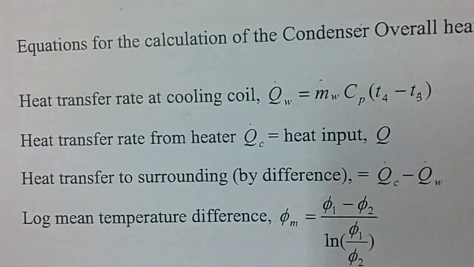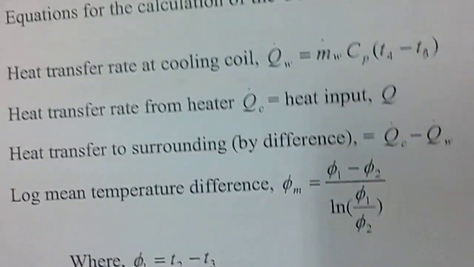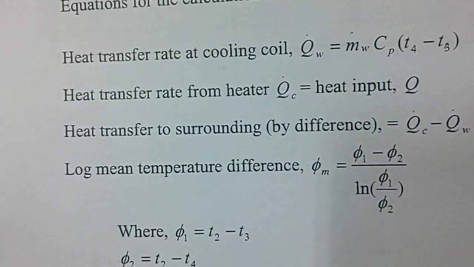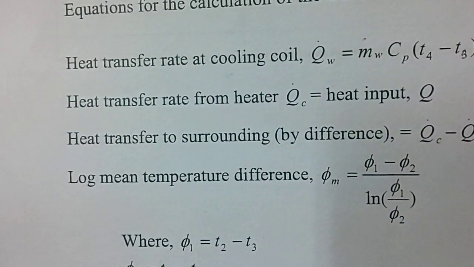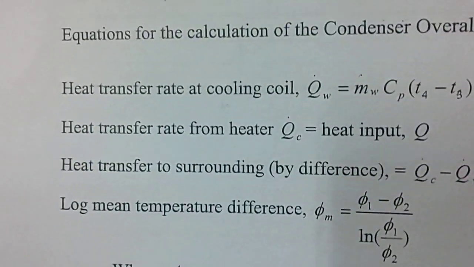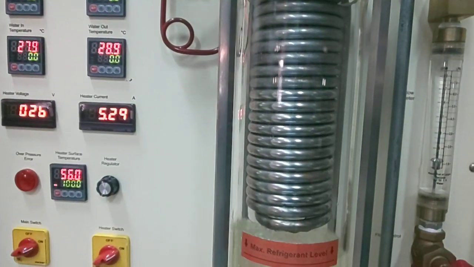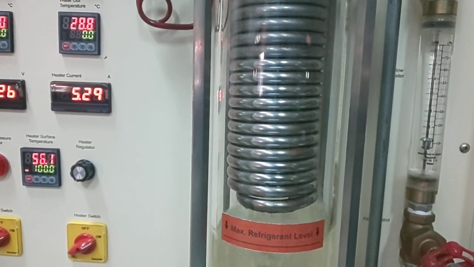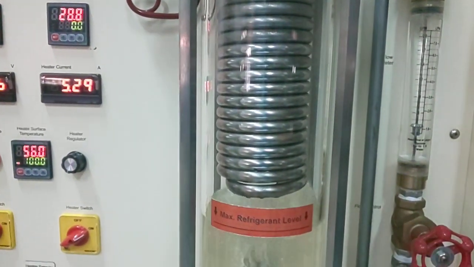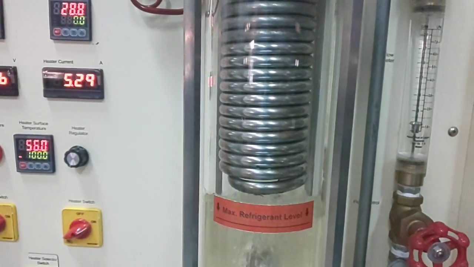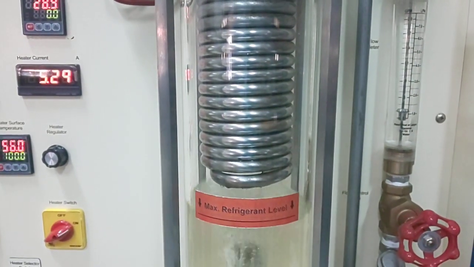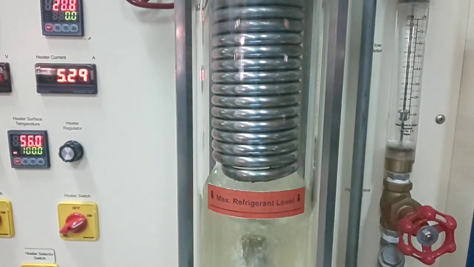We won't be concerned with this heat, but one thing, that is the log mean temperature difference. Why are we calculating the log mean temperature difference? Because we know that the inlet and outlet temperatures of the water are different. So we have to take a value which can be used in our experiment for calculating the heat flux for this coil. Basically, we need delta T.